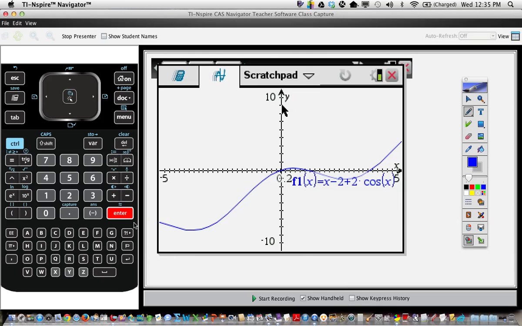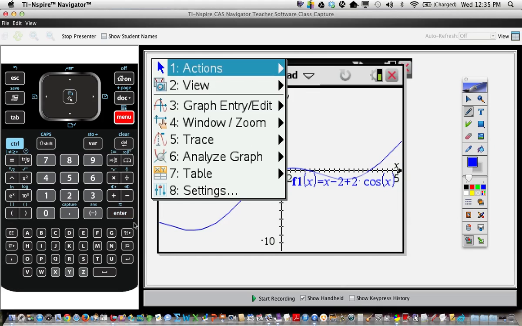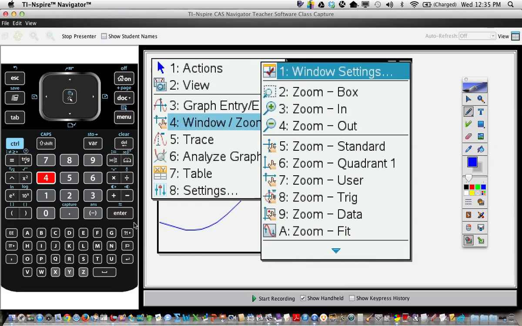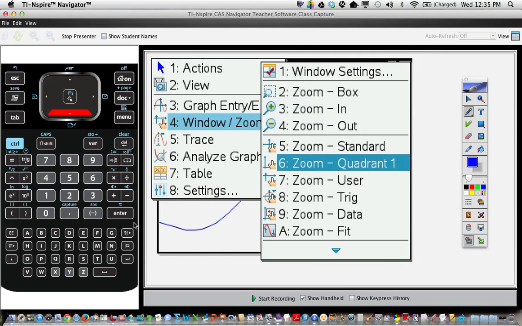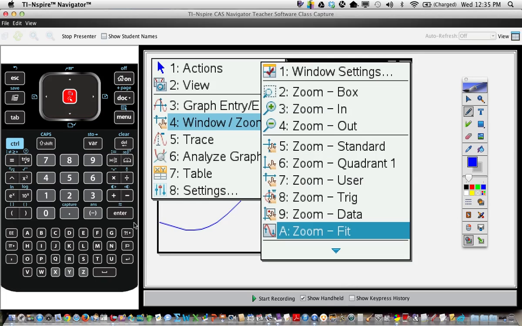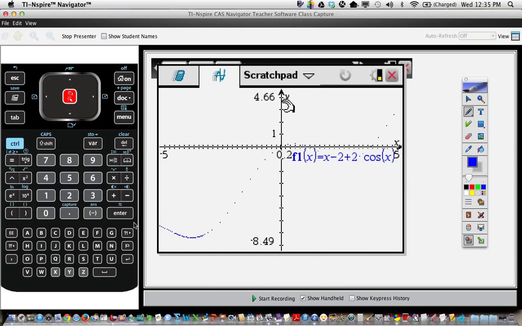But if we go back to window and go to menu, window, zoom, and go down to A here, zoom fit. And what zoom fit does is it will take your X min and max that you've already put in. So to use zoom fit, you have to first put in an X min and max, okay? It'll take those X's and it'll figure out all the Y's, and it'll set your Y window automatically so you can see them all.